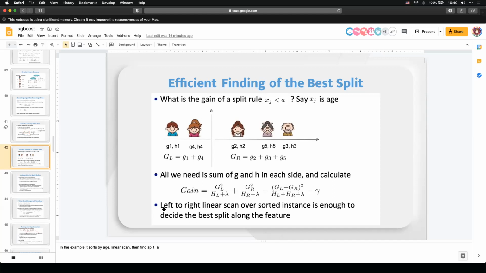The authors say a left-to-right linear scan over sorted instances is enough to decide the best split along the feature. So it's a greedy algorithm. It only looks at this feature, does a splitting, and uses this gain to find the best location to do this split A.